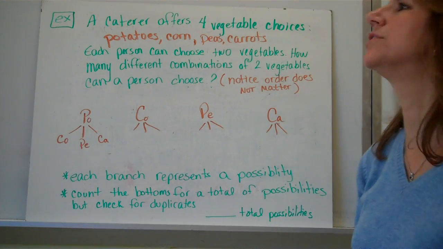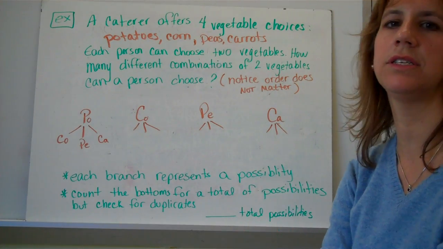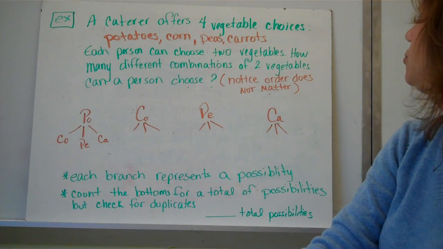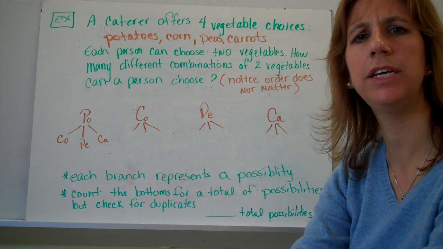All right, a caterer is offering 4 vegetable choices. You've got potatoes, corn, peas, and carrots. And each person can choose 2 vegetables. How many different combinations can you make?